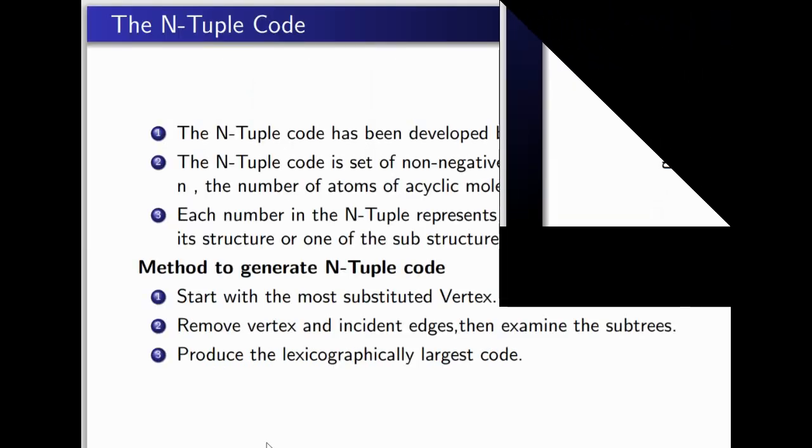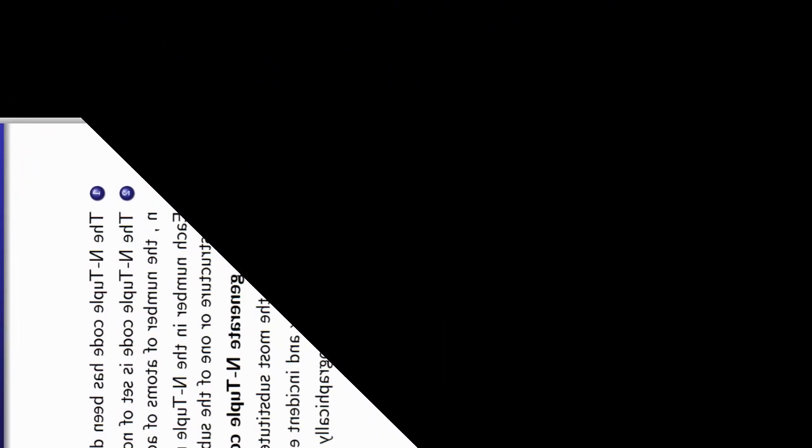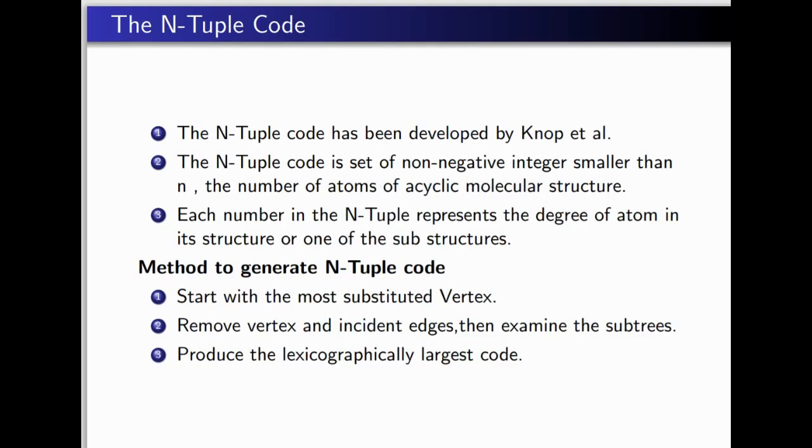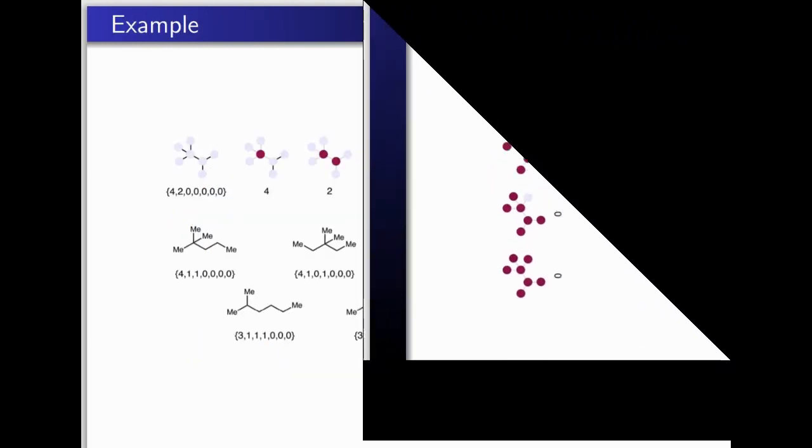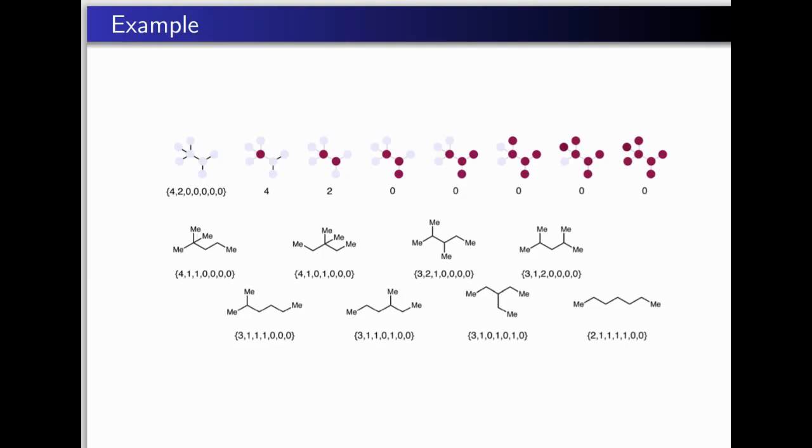So let's see the second method, which is the n-tuple code. The n-tuple code was developed by Knop et al. The n-tuple code is a set of non-negative integers smaller than n, the number of atoms of an acyclic molecular structure. Each number in the n-tuple represents the degree of an atom in its structure or in one of its subtrees. Now let's see how to generate the n-tuple code. The method is to first start with the most substituted vertex and then remove the vertex and the incident edges, then examine the subtree again.